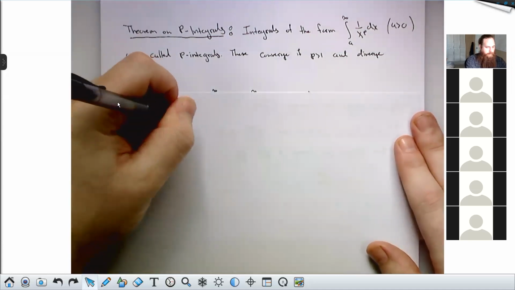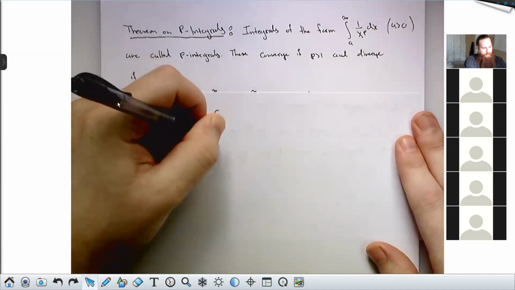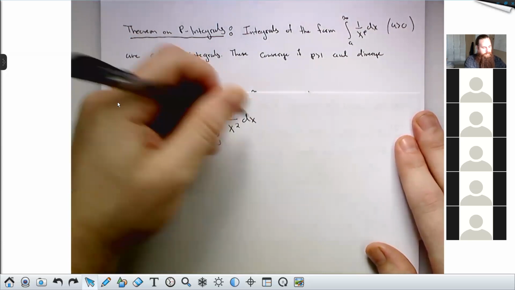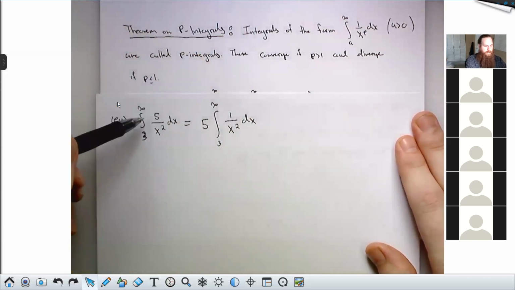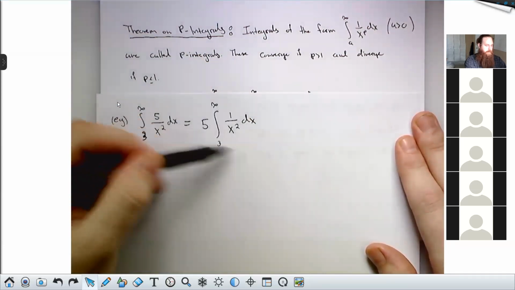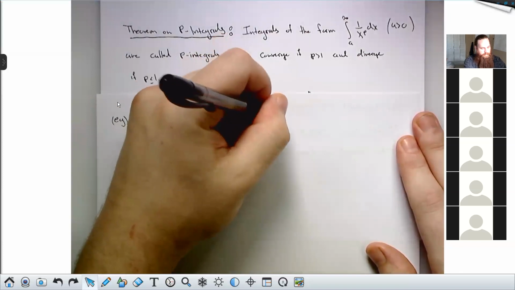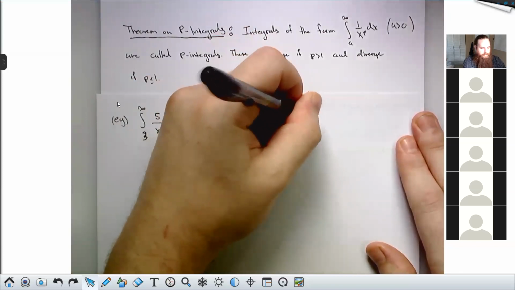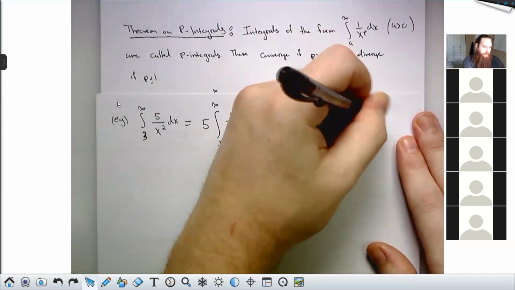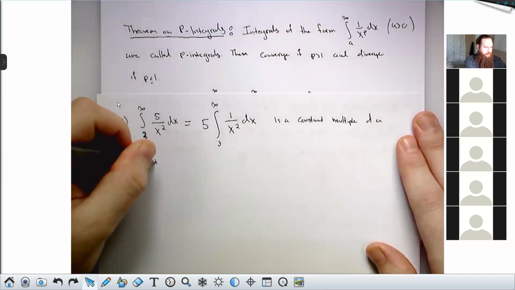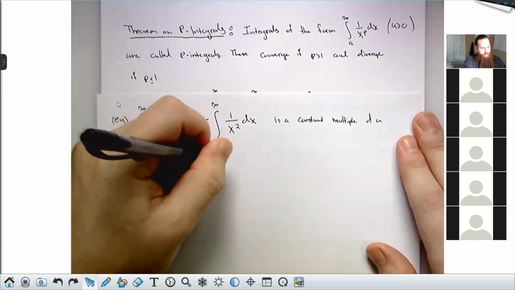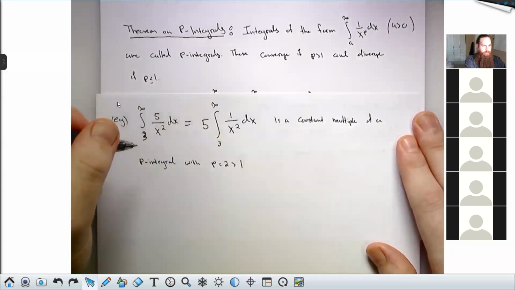So here I can pull out the 5. This is 5 times the integral from 3 to infinity of 1 over x squared dx. This is not a p integral because it's not just 1 over x to some power. This is a p integral. So I can now say this is a constant multiple of a p integral with p equal to 2, which is bigger than 1.